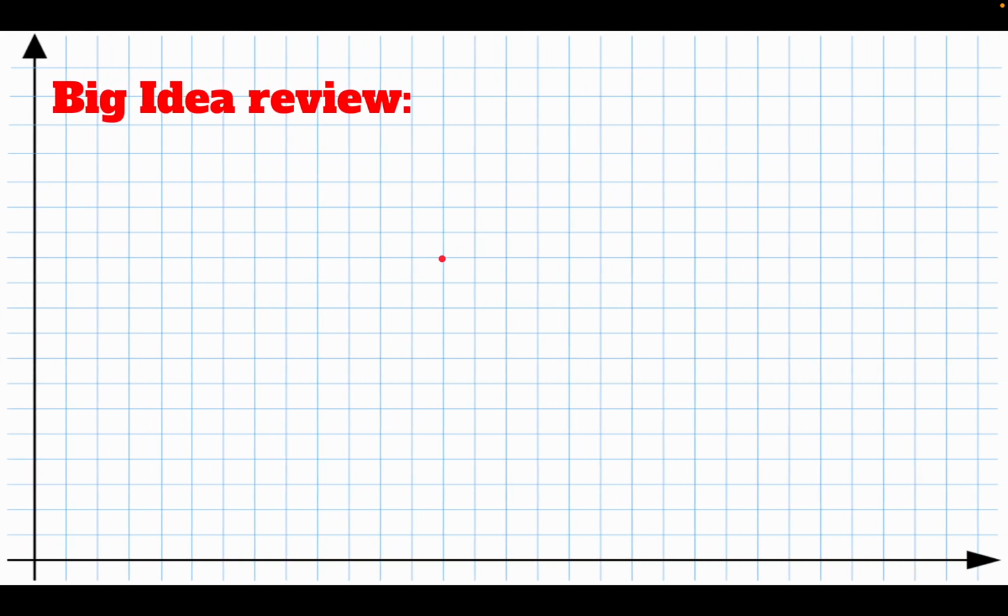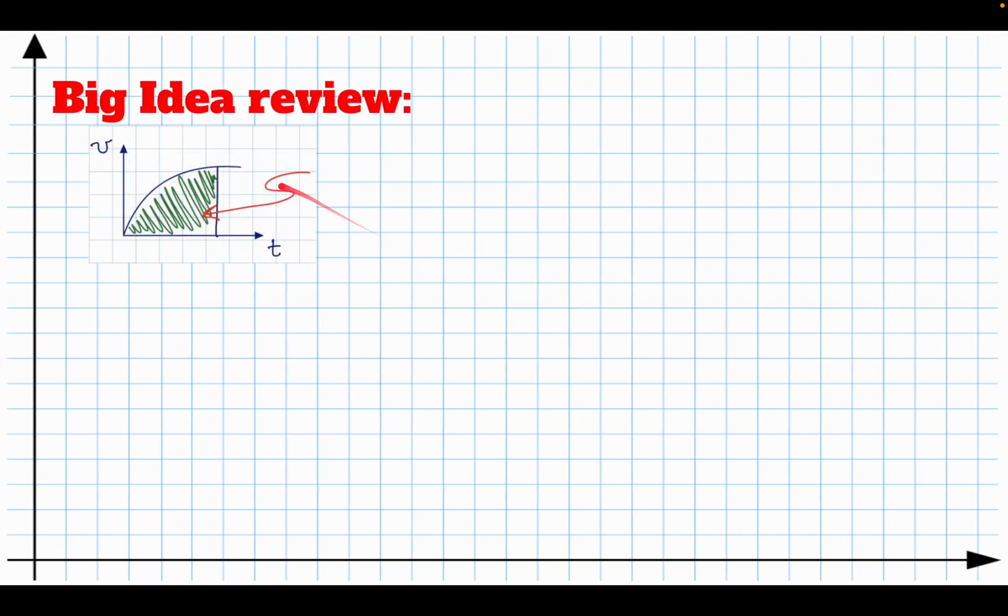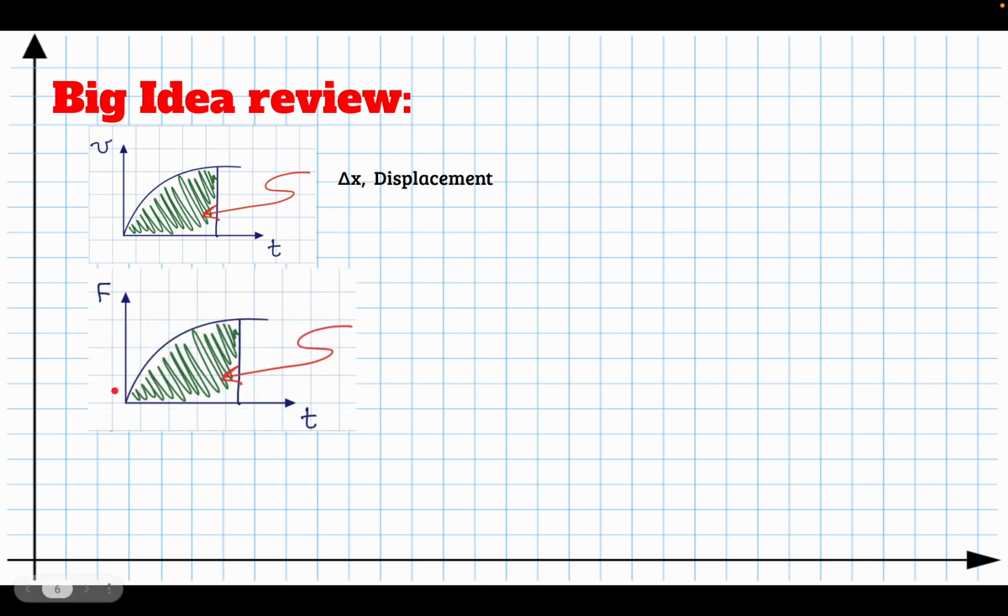Now, let's just quickly review some big ideas. If I plot the velocity versus time, the area under the graph tells me something important. It tells me the displacement, how far an object has moved. If I plot the force versus the time that the force acts, the area under the curve tells me the impulse, which is how much the momentum changes.